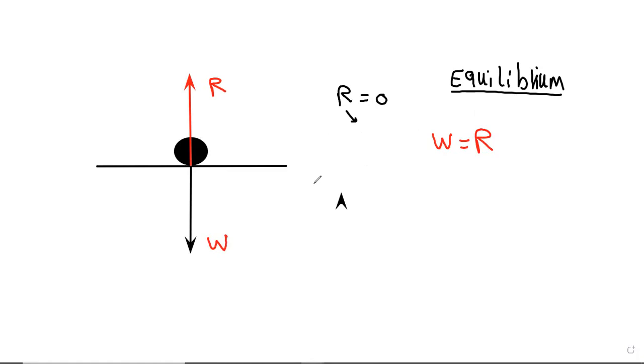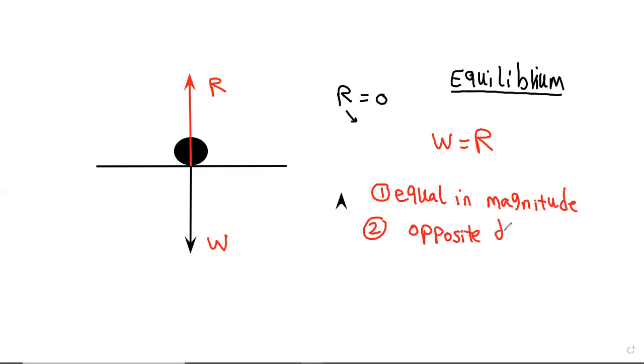So we say the rigid body is in equilibrium under the action of two forces if the two forces are equal in magnitude, and they are in opposite directions, and the lines of action are on the same straight line.